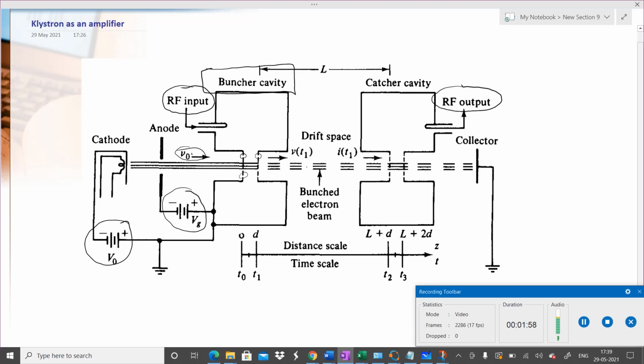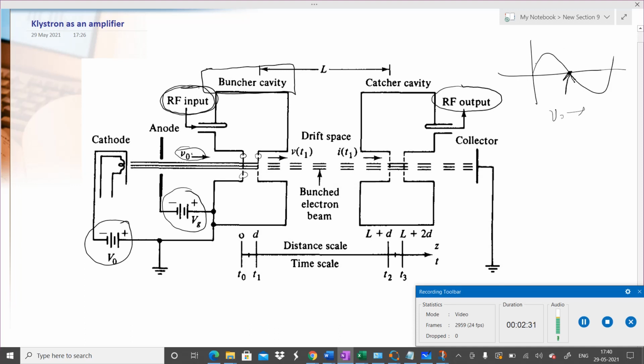Once they pass through the buncher cavity, they will experience the field, because you have fed the RF input to the buncher cavity, right? So there are oscillations set in the buncher cavity. The electrons will experience the field, and correspondingly the field is something like this. Sometimes electrons will experience zero voltage at this point. When electrons experience zero voltage, at that moment they will not undergo any change in velocity. They will move with the same velocity v0.